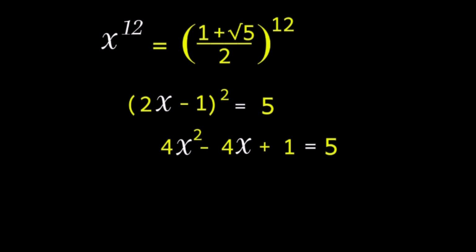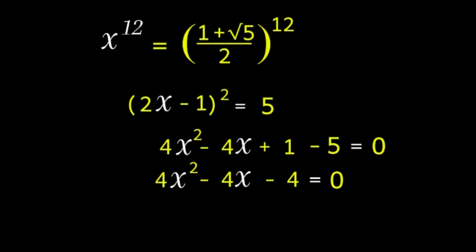Now move everything to one side. So 4x squared minus 4x plus 1 minus 5 is equal to 0, which simplifies to 4x squared minus 4x minus 4 is equal to 0. Now divide everything by 4 to make it simpler. And we get x squared minus x minus 1 is equal to 0. Now rearrange this to get something very powerful. We get x squared is equal to x plus 1. And this is the key identity that will help us reduce higher powers very easily.